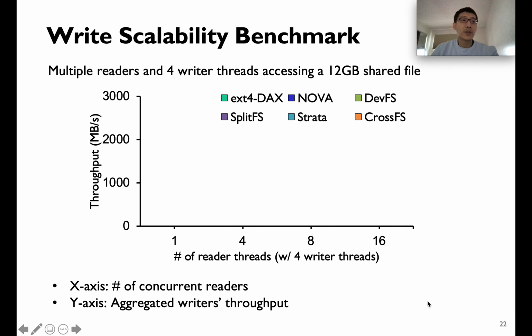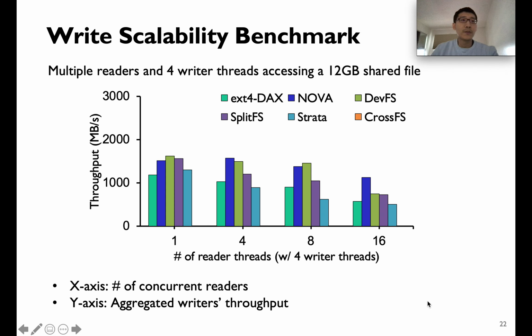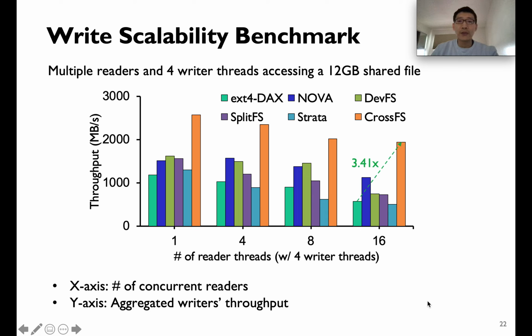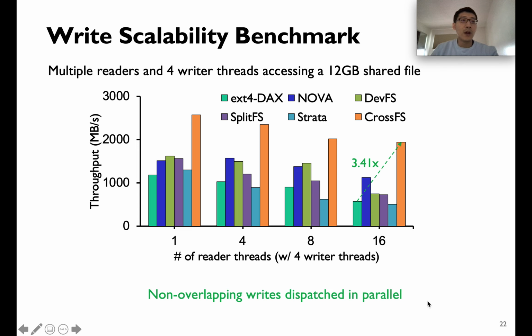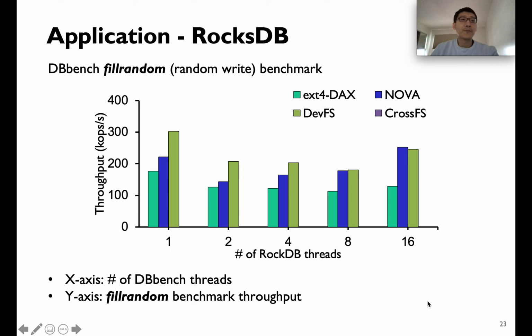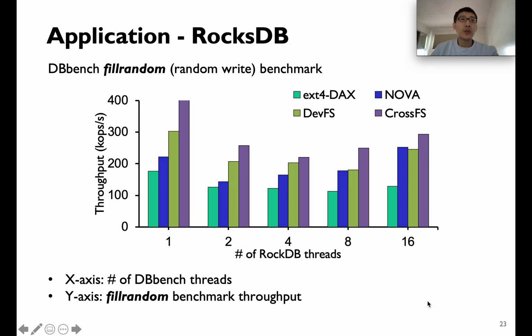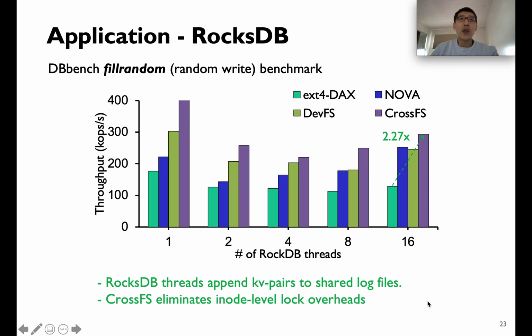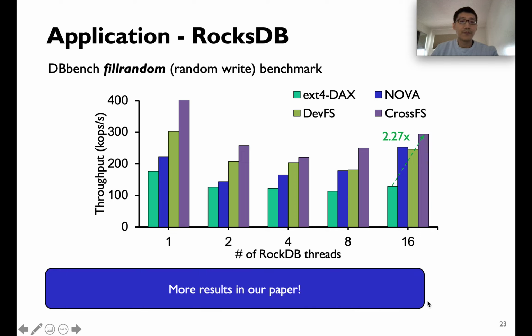The y-axis shows the aggregated writer throughput. CrossFS shows up to more than 3x throughput gains for writer threads, because non-overlapping writes to a shared file can be dispatched in parallel. We then evaluate on a real-world application, RocksDB with db_bench. CrossFS is able to achieve more than 2x random write throughput gains from fine-grained concurrency and direct access.